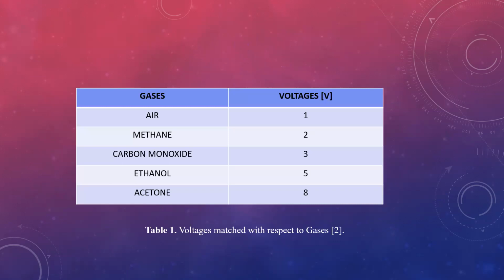So in this table, we can see that if we have a voltage of 1 volt, then it will detect the respective gas as air. If the voltage is 2 volts, then it will detect the gas as methane. Similarly for ethanol, which is 5 volts, and acetone, 8 volts.